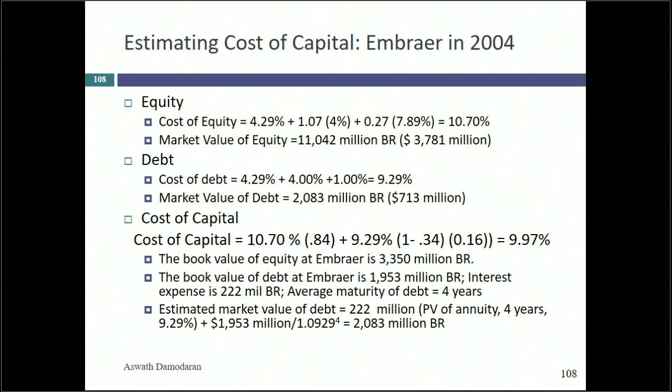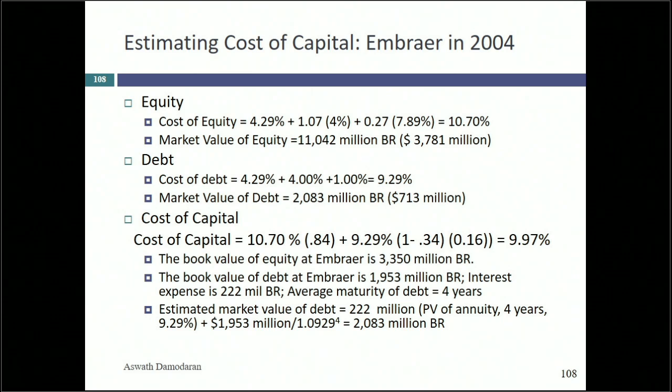You get those 3 numbers and you have your pre-tax cost of debt. You can convert book debt to market debt. And that's something you need to come up with the cost of capital, because it's the market values that are used to get 84% equity and 16% debt at Embraer, and a cost of capital in US dollar terms in 2004 of 9.97%.